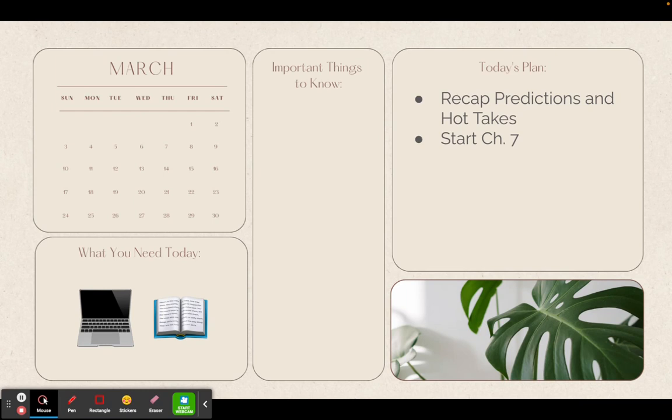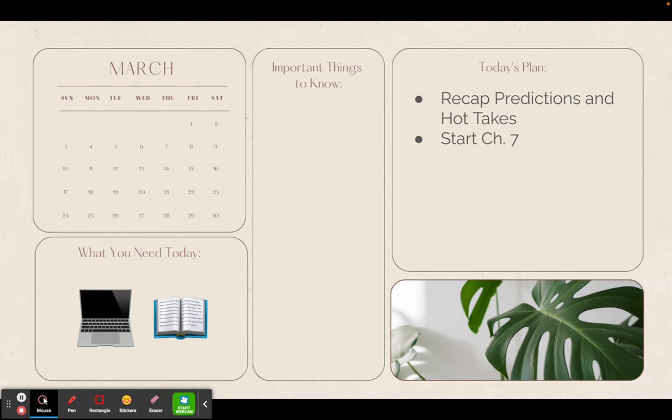Chapter 7 is by far the craziest chapter, and it is also the longest chapter, so we're only going to be able to tackle this one this week because it's going to take us the full week to do so, since it is so long, and I don't want to sit for an hour and a half and read.